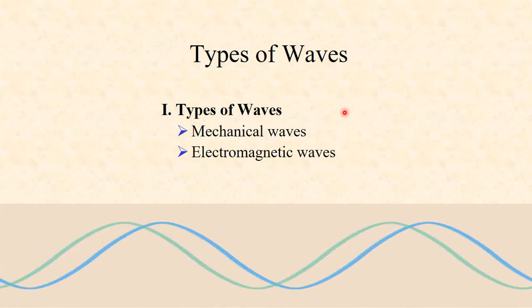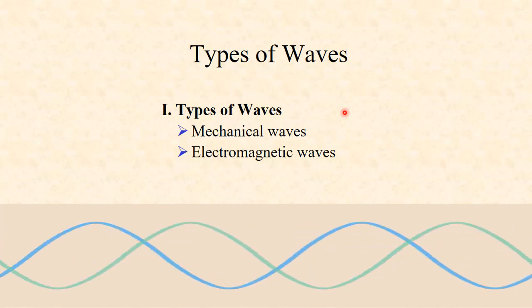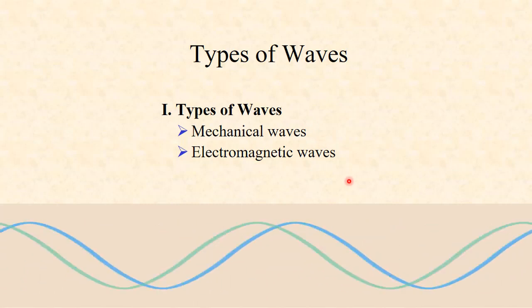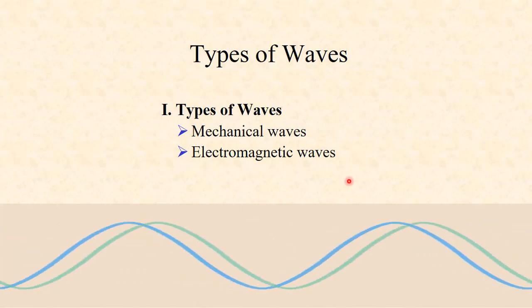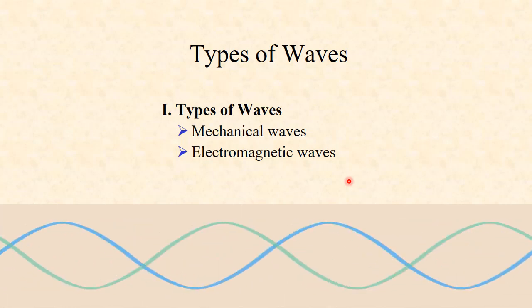Wave के बारे में तो हमने स्टडी कर लिया. Now, the types of wave. There are basic two types of wave, mechanical waves and the electromagnetic waves. That is given in your textbook. Now we discuss one by one what are mechanical waves and what are electromagnetic waves.